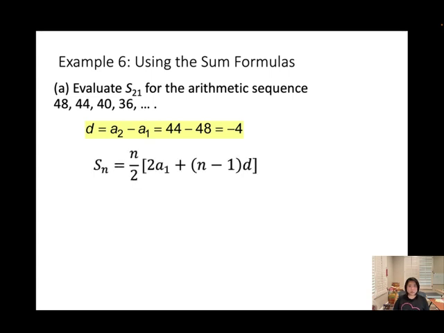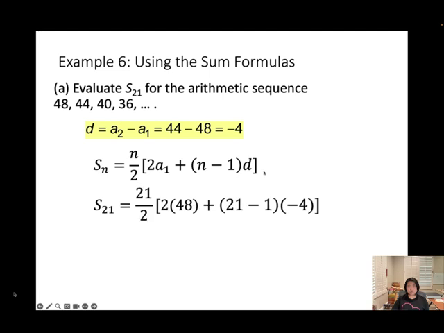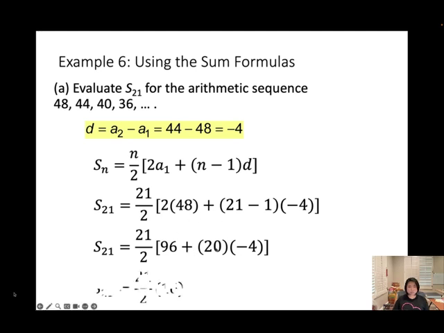And then we have the partial sum formula. We want to find S21. So plug in n equal to 21 here. And then A1, that will be your 48. The difference is going to be negative 4. Okay, plug it in. Simplify it. Okay, multiply it before you do the addition here. You should get S21 equal to 168.